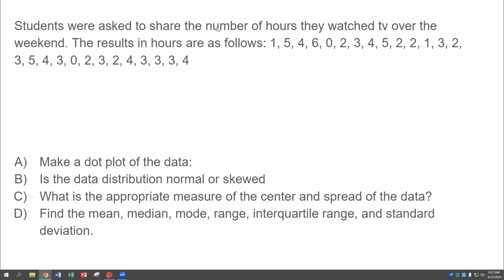All right, this is the stats probability review. Students were asked to share the number of hours they watched TV over the weekend. The results are as follows. They want us to make a dot plot, so we're going to make a dot plot.